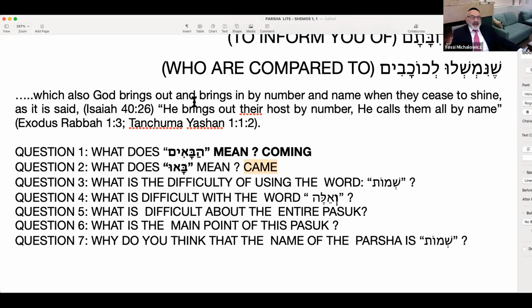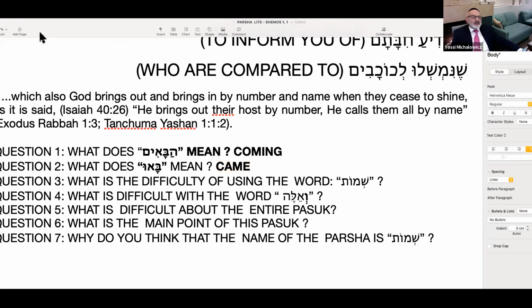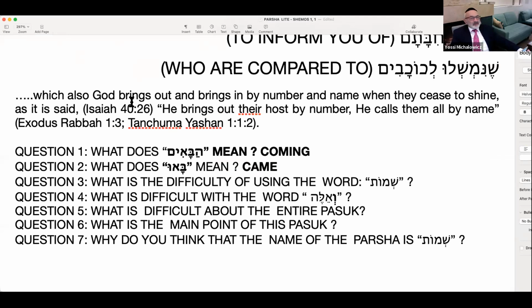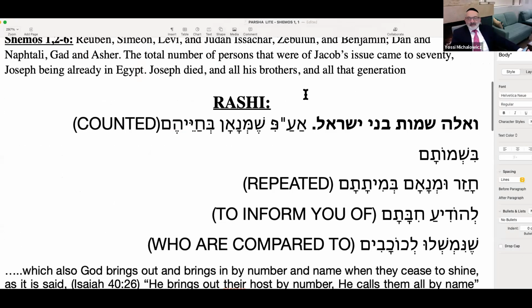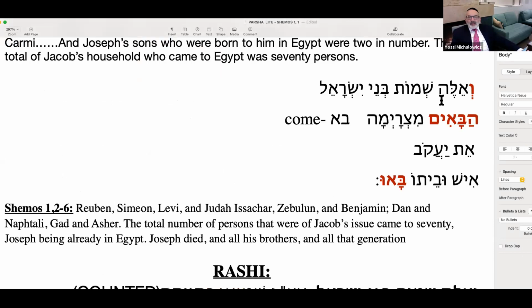Came. It could be "they came." You want to say "they came" by itself, but in the context of the pasuk, it's "came." Okay, does that create any problems in the pasuk for you? Yeah, because they're coming and they came. What's the pasuk saying?